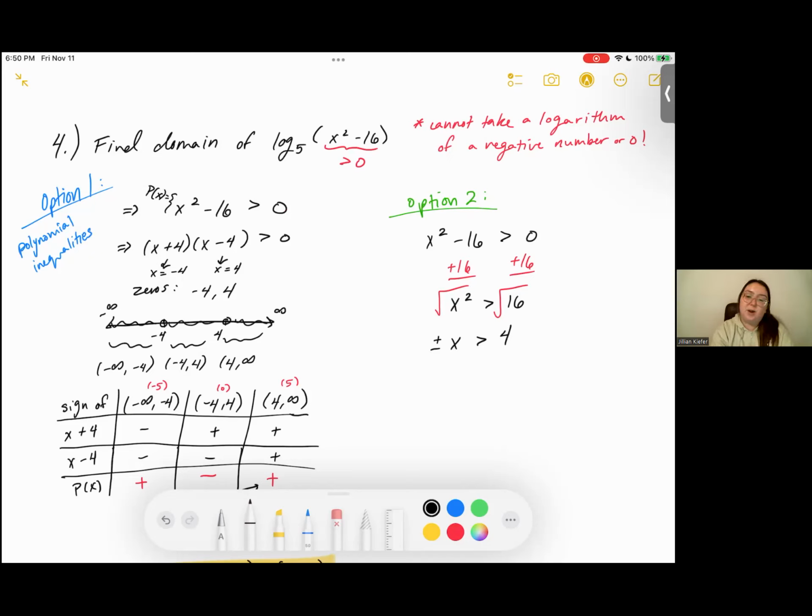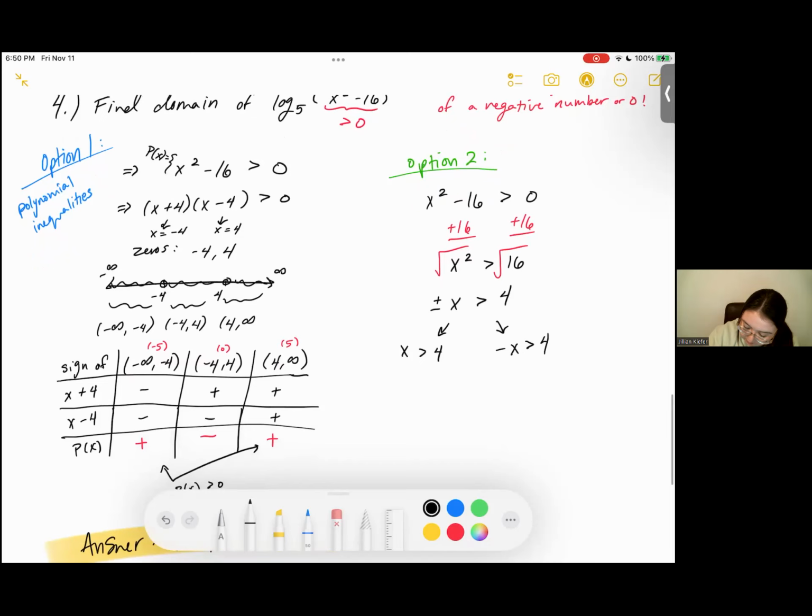And the reason we do this is if you write x is greater than plus or minus 4, you actually don't quite get the same intervals that we're really trying to get at here. So instead, we put the plus or minus on the x, which means that we have both versions. x is greater than 4 and negative x is greater than 4. So we can separate them. So we have x is greater than 4 and negative x is greater than 4. x being greater than 4 is pretty much already done. The interval that corresponds to this is 4 to infinity.